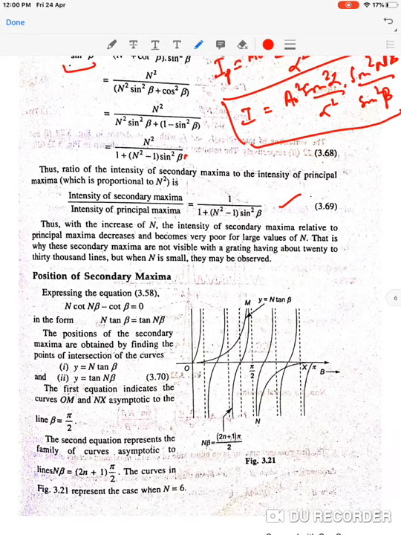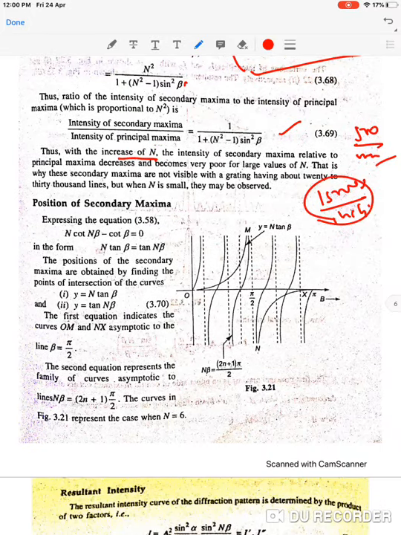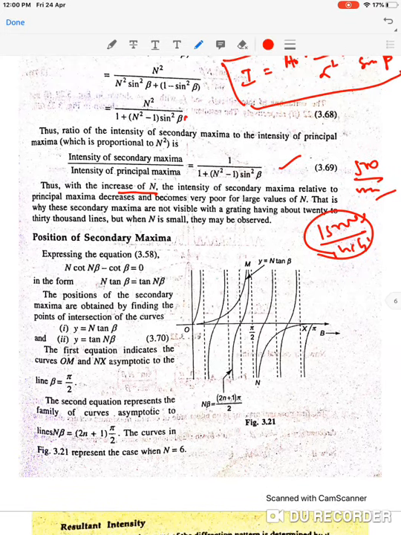Okay, so further in this relation, if we increase the number of slits, the intensity of the secondary maxima relative to the principal maxima decreases and becomes very poor for large values of n. In our experiment we used 15,000 lines per inch, or 500 lines per mm, so the n value comes out to be this. For a large n value, we cannot distinguish the secondary maxima, and for smaller n we can observe those secondary maxima quite clearly.